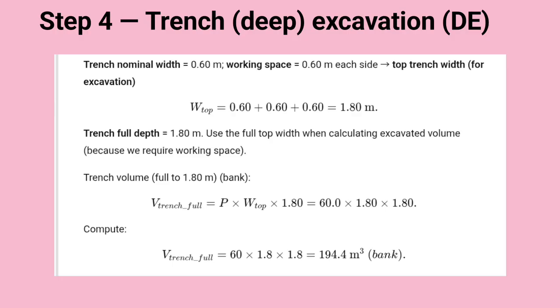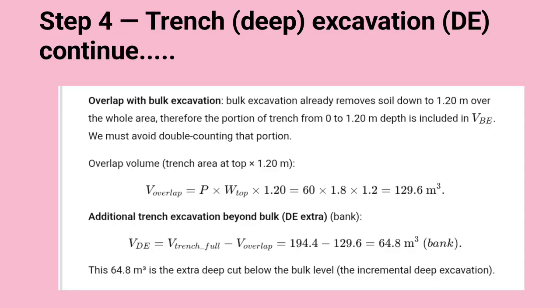in bank condition. But remember, the bulk excavation already removed the first 1.2 meters across the entire building. So we subtract the overlapping volume. 60 times 1.8 times 1.2 is equal to 129.6 cubic meters. The remaining deep excavation beyond the bulk level is 194.4 minus 129.6 is equal to 64.8 cubic meters. This value, 64.8 cubic meters, is our deep excavation, DE.